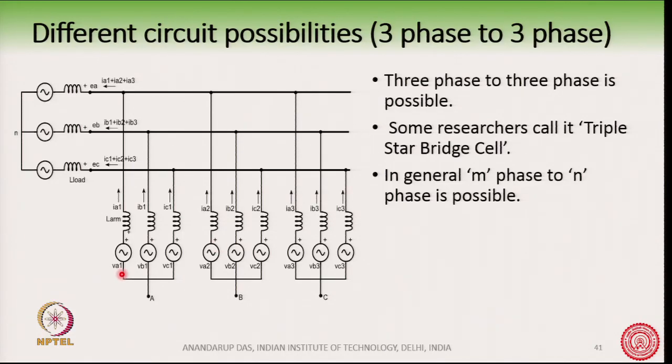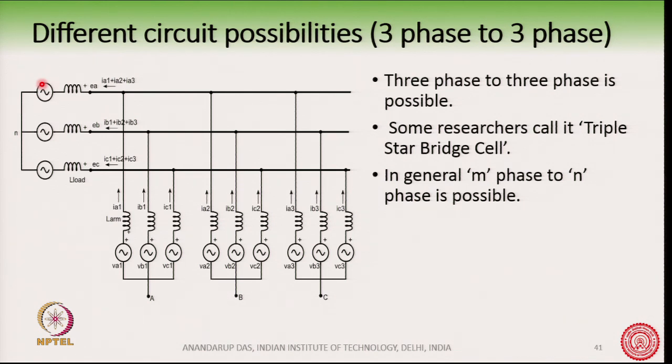So, we see that MMC gives us another possibility of using such three types, meaning three star cells, for conversion from a 3 phase AC to another 3 phase AC, with bidirectional power flow at different voltage and frequencies. So, this can be connected to a motor and this can be connected to a grid, and or vice versa.